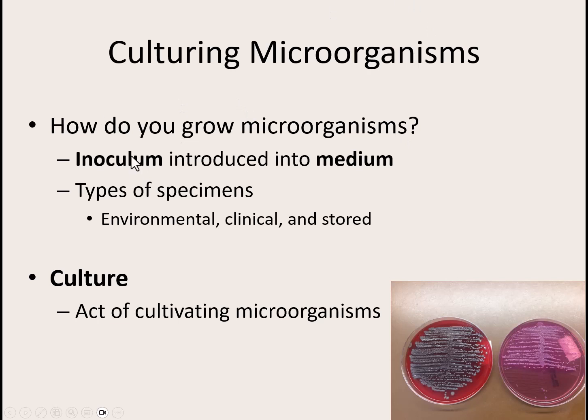Where the specimens come from that we're going to grow can be environmental, clinical, or stored. An environmental specimen means we go out and just leave our house and we go sample some pond water or some dirt or do an air sample, and we want to find out what's growing. A clinical specimen means it comes from a patient. And a stored specimen means it could have come from the environment or a clinical setting at some point, but now we've grown it in a lab and we keep it stored in a lab. And these are what we're working with.